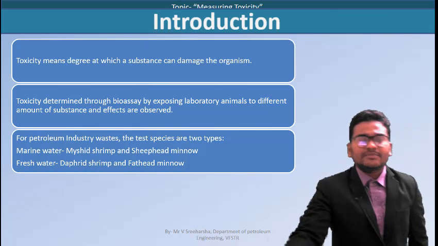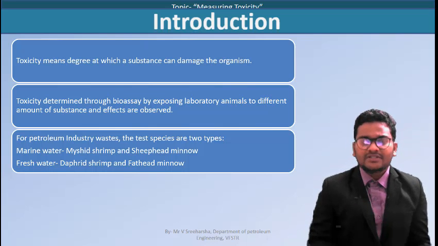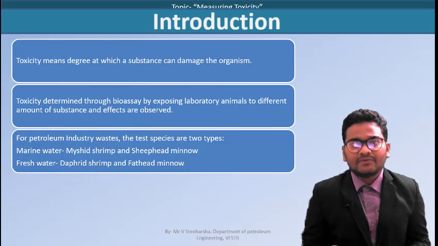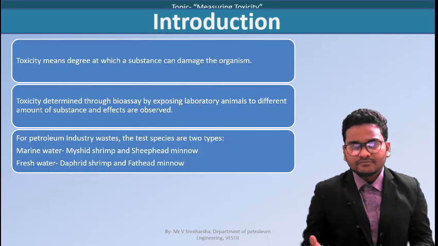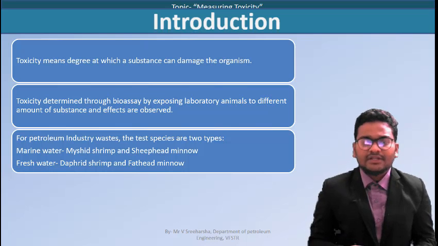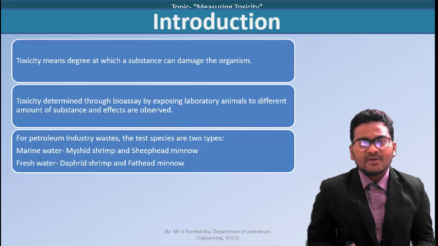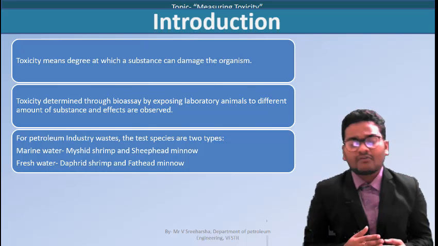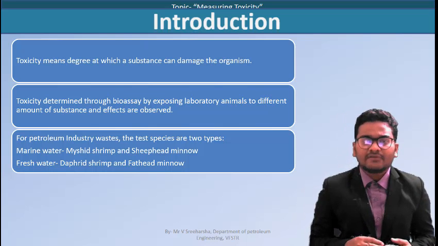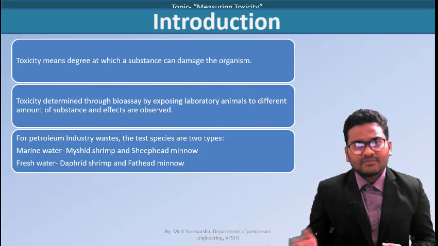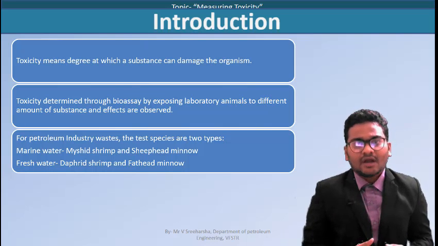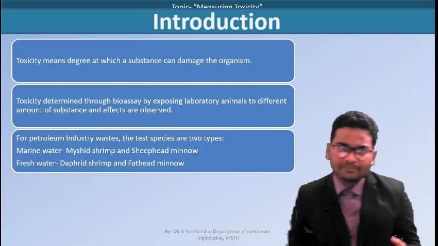In the petroleum industry we use different toxic materials. Generally, the common animals or organisms that are affected, we test in the laboratory so that we can tell how much effect is given by the toxic material. In petroleum industry waste, we use mainly two types: marine organisms and freshwater organisms. Our drilling and production operations produce wastes that are dumped in freshwater or in marine water. If you dump into freshwater, what should the toxic level be? And if you send it into marine water, what is the toxic level? According to that, using different samples, we calculate it.